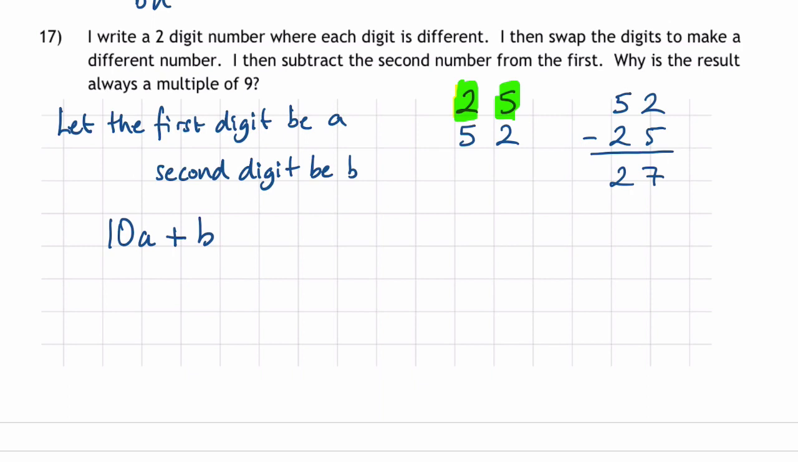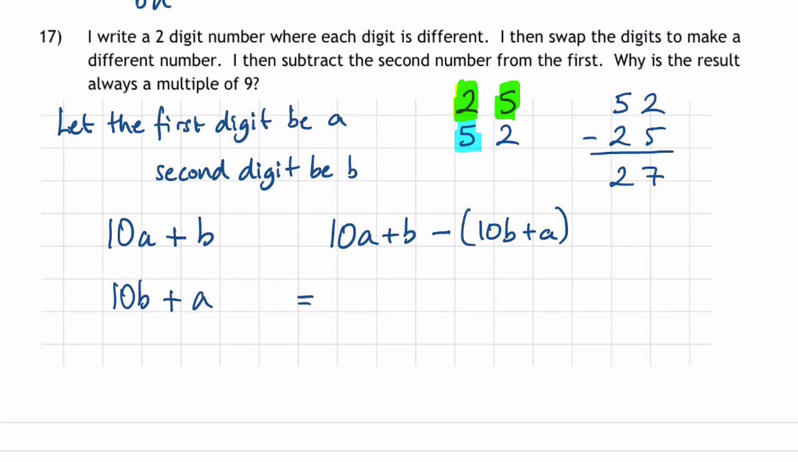Now, if we reverse those digits, the B is now this one. So that's B multiplied by 10, so 10B. And then we've got the 2, which in our case would be the A, so it's 10B plus A. The next thing we need to do is subtract them. So what I would have would be 10A plus B minus, and I'm going to put these in brackets, 10B plus A. So I'm subtracting the second number, and the second number is represented by the 10B plus A.